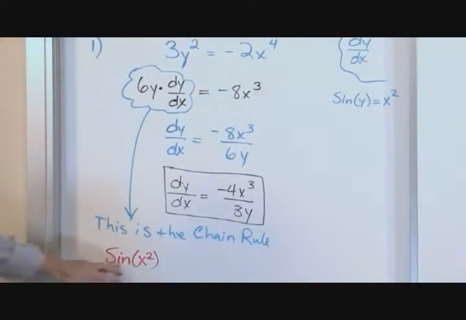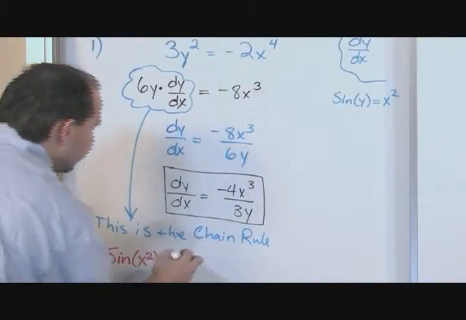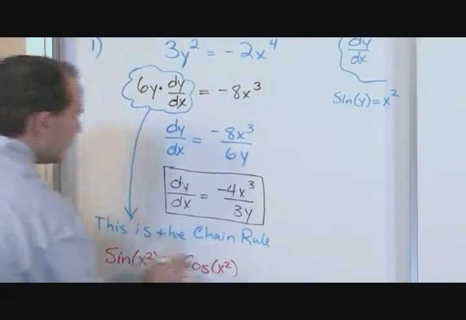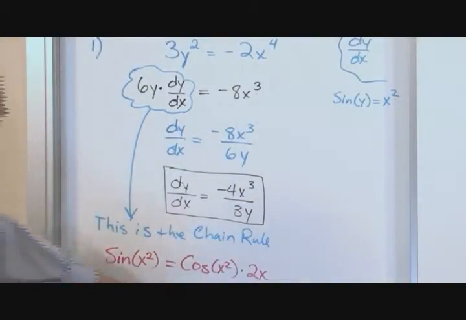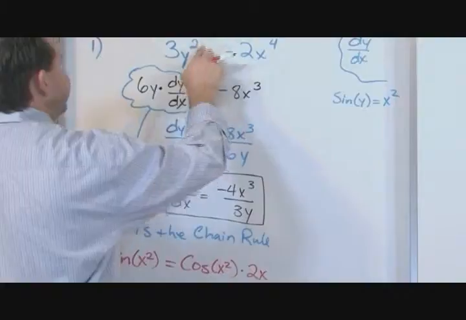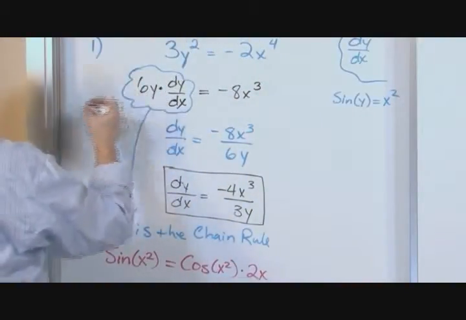Well, you know it's the chain rule. You've got an outer function and an inner function, right? So what you do is you take the derivative of the outer function, the sine function, which is cosine x squared, and then you take the derivative of the inside, which is 2x. So it's 2x cosine x squared. That's how you use the chain rule to find this. What you're doing is the chain rule here. This function, the outer function, so to speak, is the whole thing. So you take the derivative of it, leaving everything intact, so it's 6y, right?